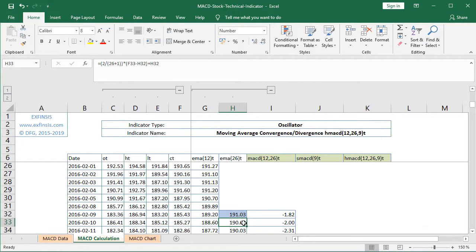Then with this, we can calculate the MACD, which is found at column I. The first of this at I32 is equal to G32, which is the corresponding short-term smoothing at that same date, minus H32, which is the long-term smoothing, also at that same date.